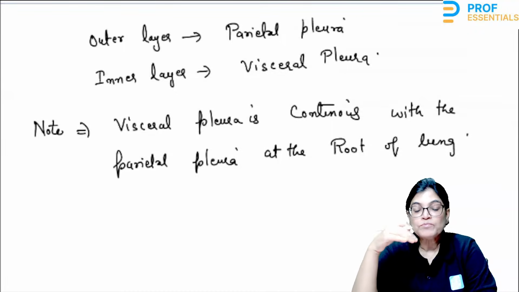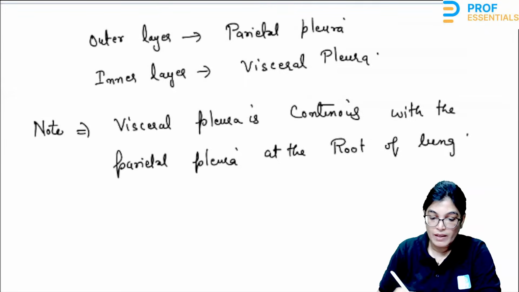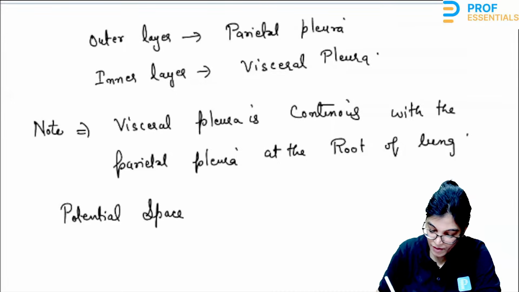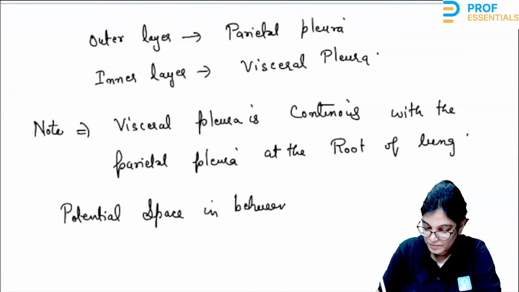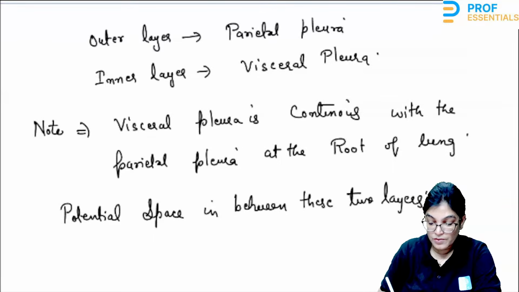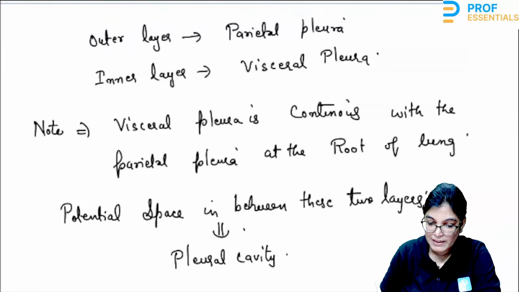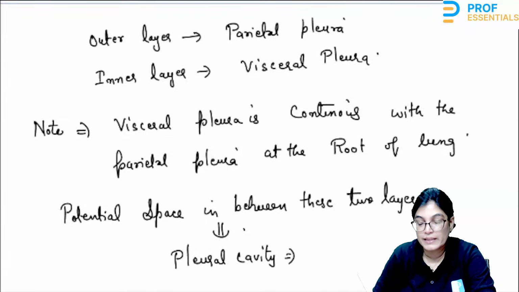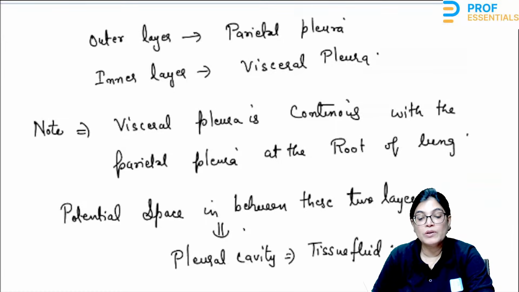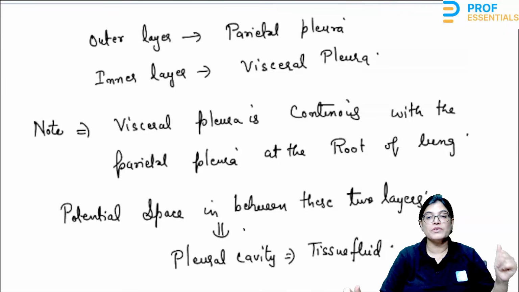For a better understanding, we should also know that the potential space in between these two layers will lead to the formation of the pleural cavity. And what does this pleural cavity contain? This pleural cavity contains tissue fluid, which is important for the lubrication of the pleura and allows movement without any kind of friction. So this is an important point which everybody should understand.